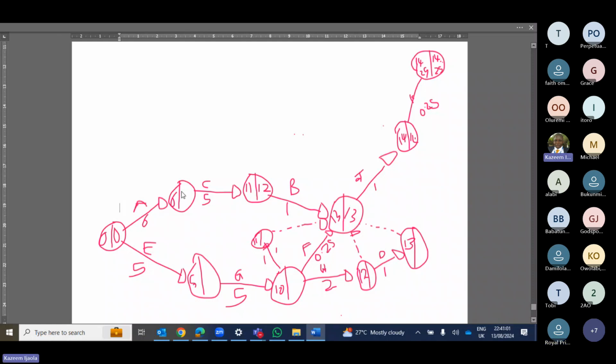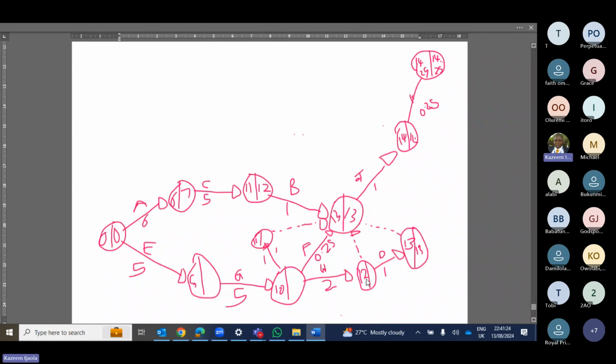12 minus 5, I have 7. So for now, I will leave it here. I don't know whether 7 will come to 0. Let's leave that one for now. So let's come to another route. 13 minus this one will give me 12. Now, look at this activity G here. 13 minus 13 here is still 13 now. This one is still 13.